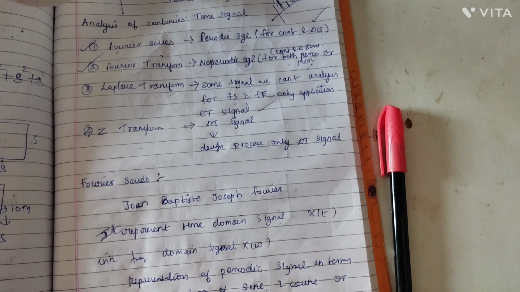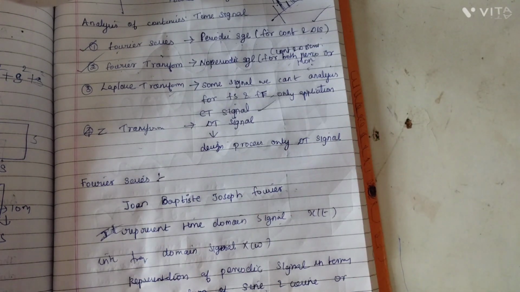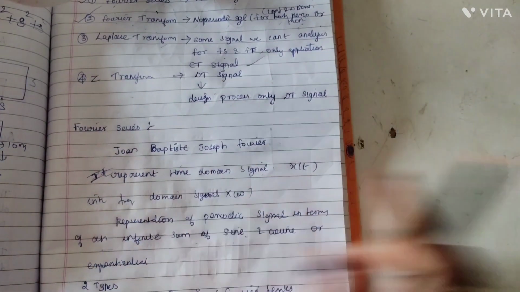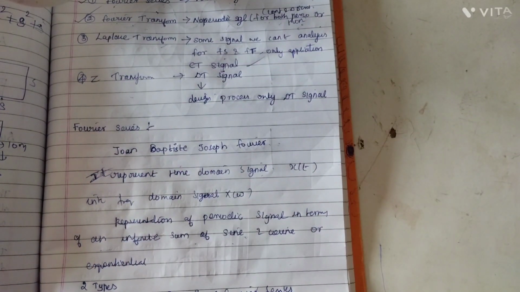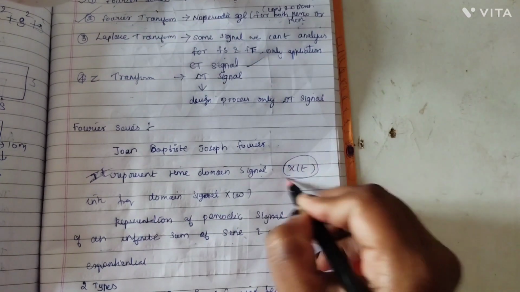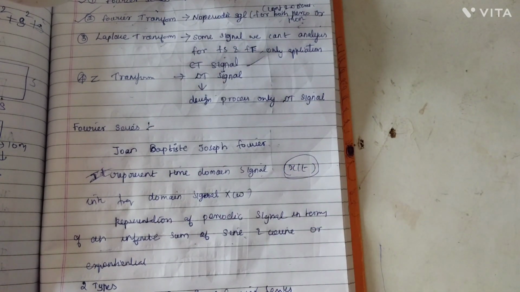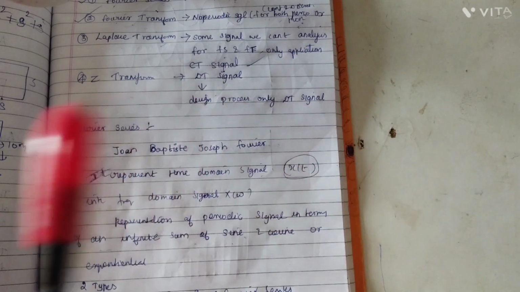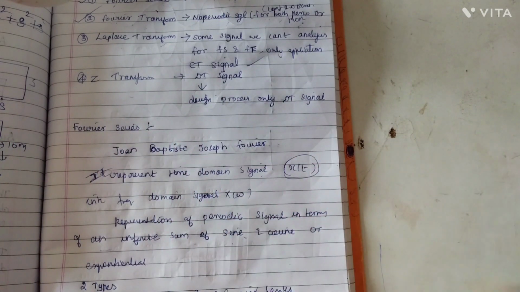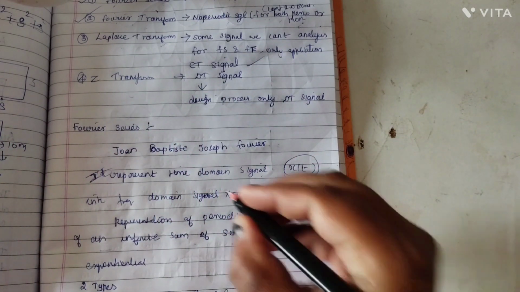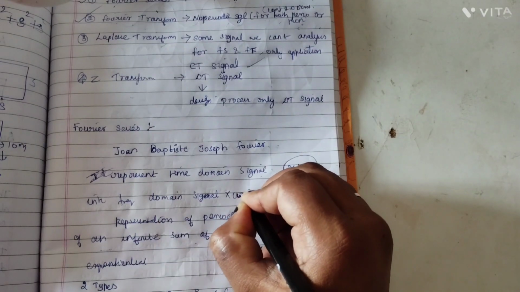So we have a time domain signal, and we are going to convert it into the frequency domain. As we have said, the Fourier series is going to do that only. It is a process that represents the time domain signal x of t. Note this one, this is very important. It represents the time domain signal x of t into the frequency domain x of omega, not w. Sorry, it is an omega.